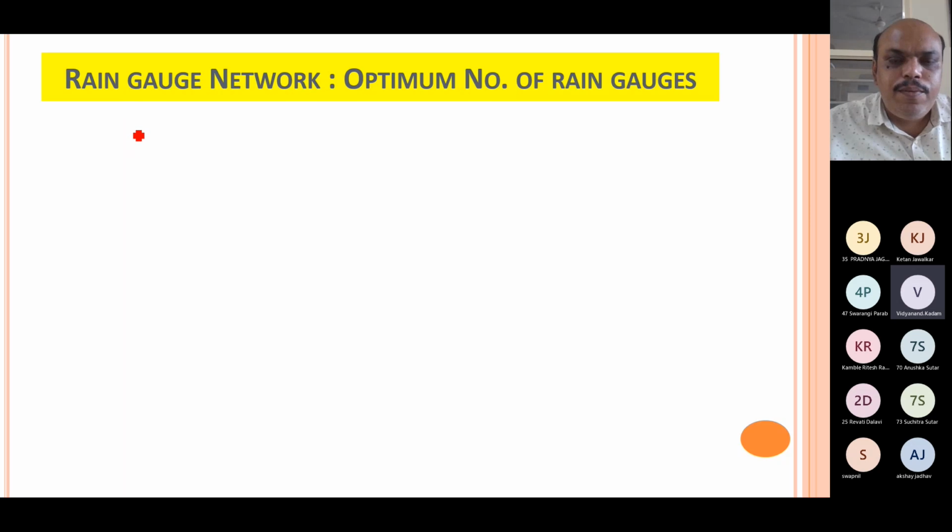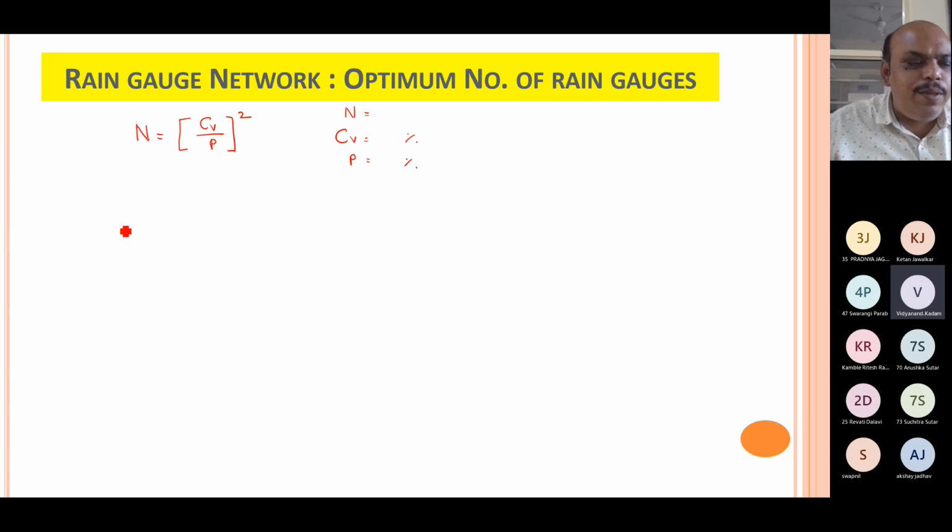Okay, so the first formula is CV upon P bracket square. I hope you have noted what is N, what is CV, and what is P. CV and P are expressed in percentage. Now we'll see how to calculate CV.